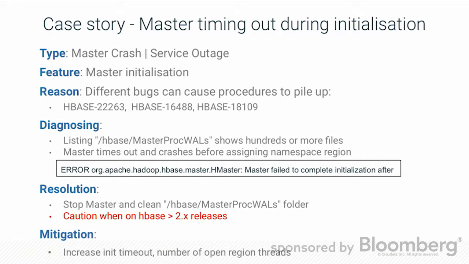For mitigation, increase the initialization timeout for master so that, even though it takes longer to complete, it would not crash while trying to resume the procedures. Another typical workaround that helps with those problems is to increase the number of open region threads. That would speed up procedures that rely on region assignments, because now we have more workers capable of handling the requests that come from master initialization.